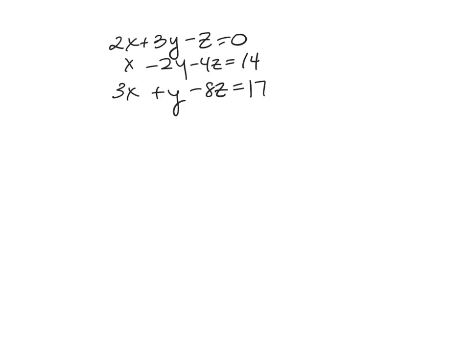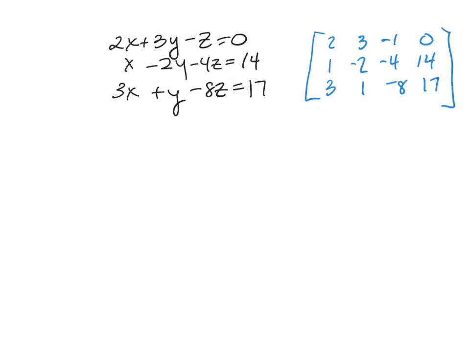The first thing you do is do RREF so you know your answers. That way, if you start getting the wrong answers, you're not going to do 30 minutes worth of work before you find out. So find out what the answer is. It's the same deal as before, but it's now a 3 by 4 matrix: 2, 3, -1, 0, 1, -2, -4, 14, 3, 1, -8, 17. Go ahead and put in that matrix.